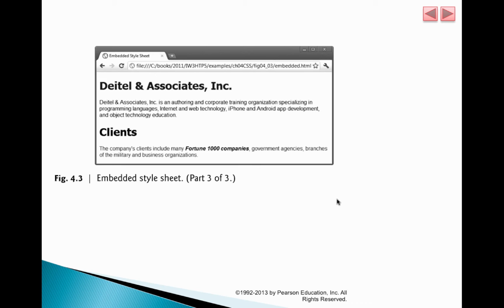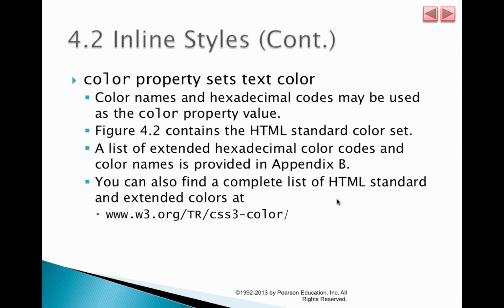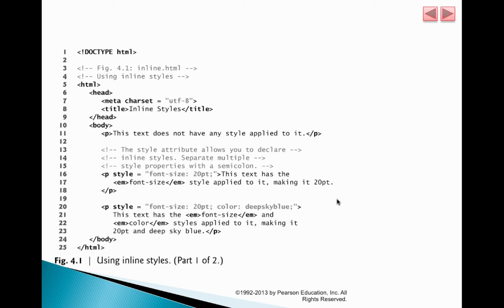Just to recap, the first way in which we specified CSS rules was putting the rule exactly where it belonged. For instance, on line number 16 in this case, you have a paragraph P and we say style equals font size colon 20 point. So for that particular paragraph, the font size is 20 point. Similarly on line number 20, there's another paragraph. We specify style equals font size 20 point, color colon deep sky blue. This is one way in which you can specify CSS rules.